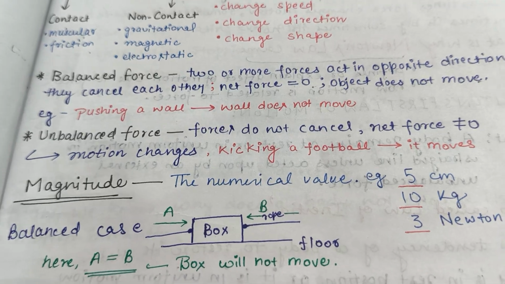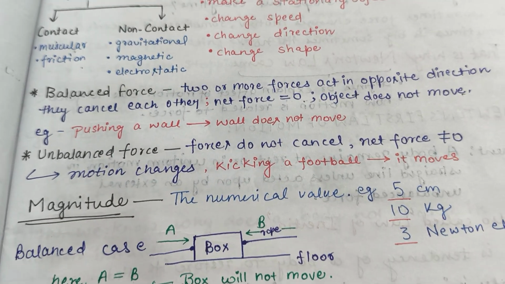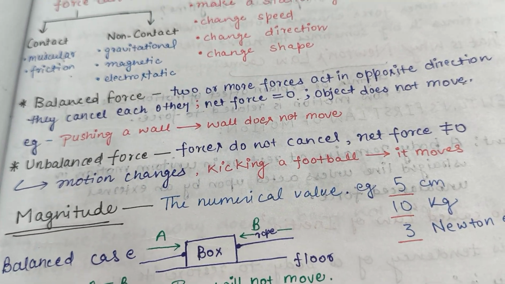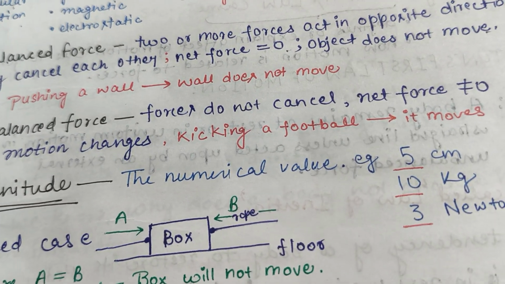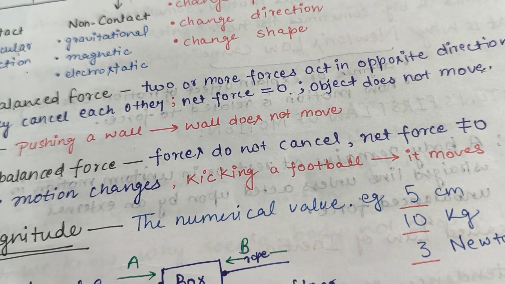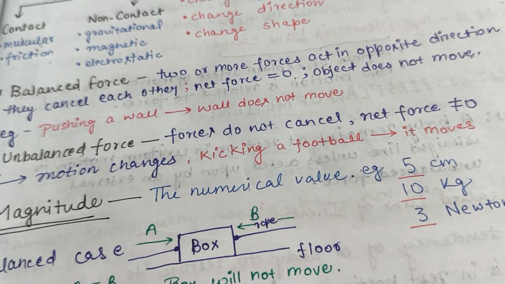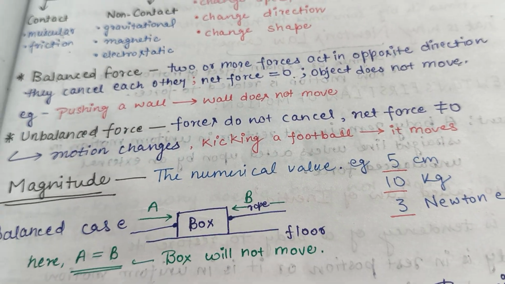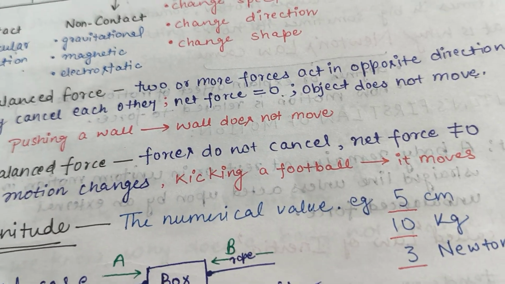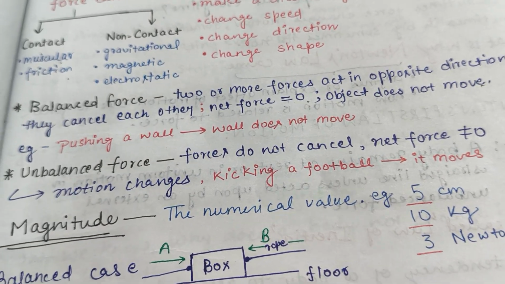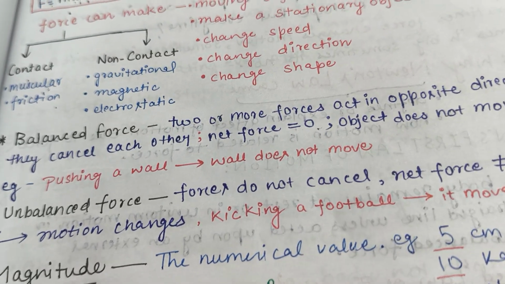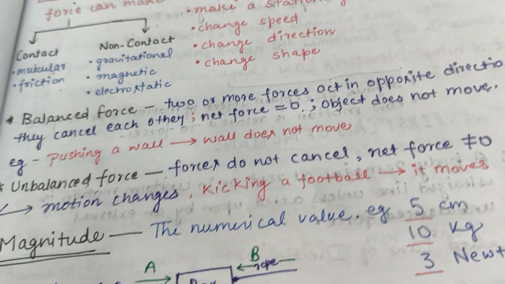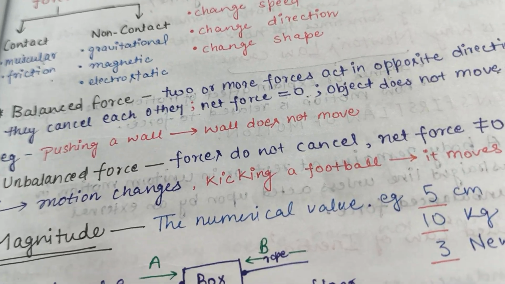Now, what is magnitude? It's a very simple word that we use daily, but very few people know the exact definition. So, magnitude is nothing but the numerical value. Force is a quantity which has both magnitude and direction. We all know this basic thing. We need to mention the direction of the force because it is a vector quantity.